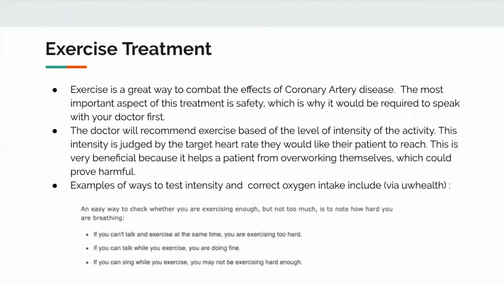Examples of ways to test the intensity while you're actually doing the exercise, and correct oxygen intake, include: if you can't talk while exercising, you're exercising too hard. If you can talk while exercising, you're doing fine. If you can sing while you exercise, you may not be exercising hard enough.